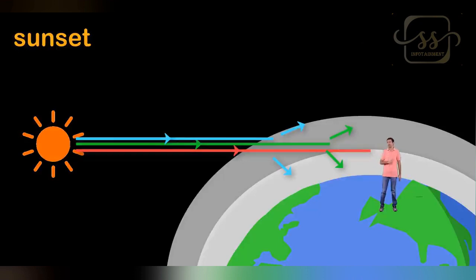Of course, this is an exaggeration. Small amount of blue and green light also reaches our eyes, but red light reaches us the most since it is scattered the least. And that's why the sun appears red during sunrise and sunset. But the amount of red light that reaches our eyes is much more than the other colors. So the sun appears reddish at sunrise and sunset.